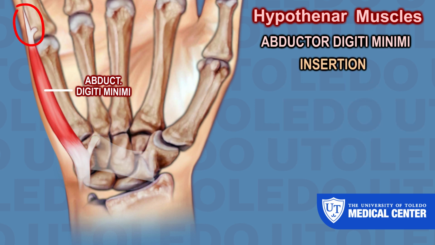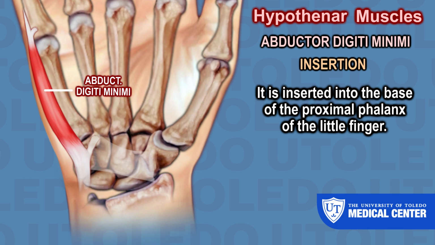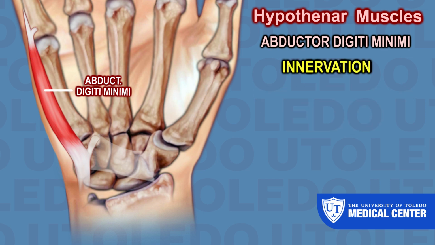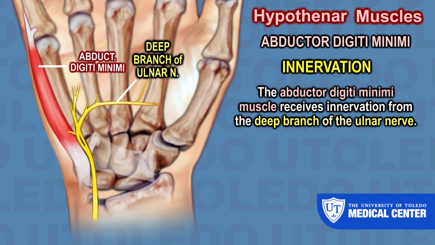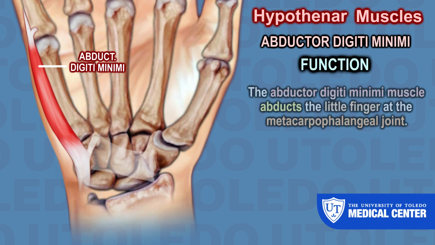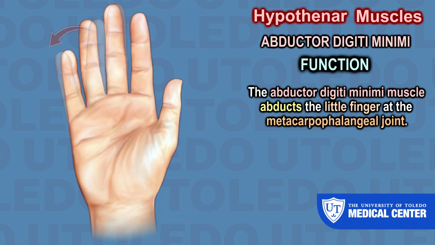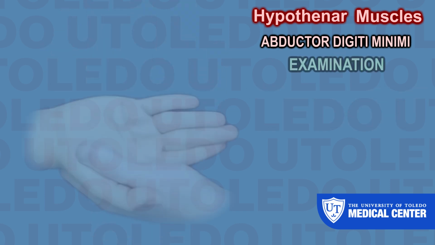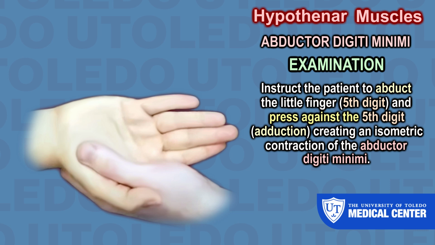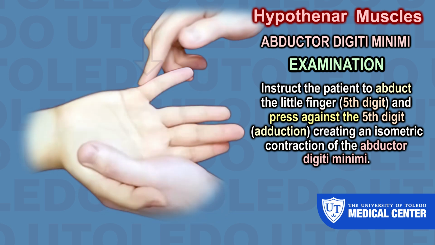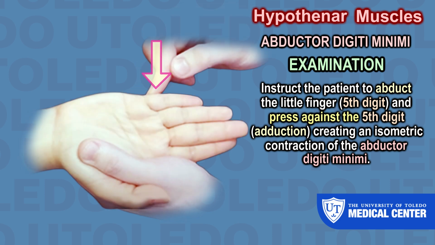It is inserted into the proximal phalanx of the little finger. The abductor digiti minimi receives its innervation from the deep branch of the ulnar nerve. Function. The abductor digiti minimi muscle abducts the little finger at the metacarpophalangeal joint. When examining the abductor digiti minimi muscle, instruct the patient to abduct the little finger and press against the fifth digit, creating an isometric contraction of the abductor digiti minimi.